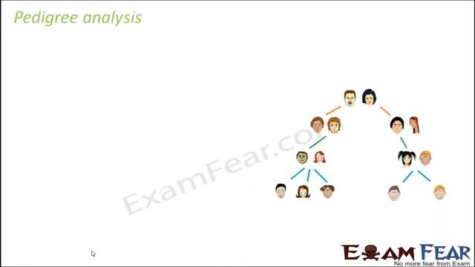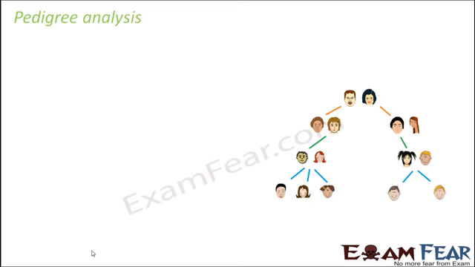In order to study how genetic disorders get inherited, there is a technique known as pedigree analysis. This is a very simple technique which makes the study of inheritance of disorders very easy, because it is not very simple to understand it manually.